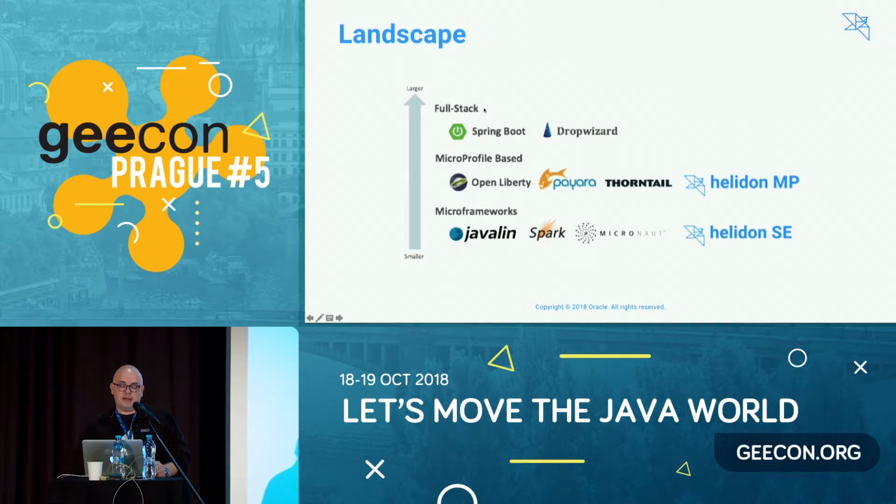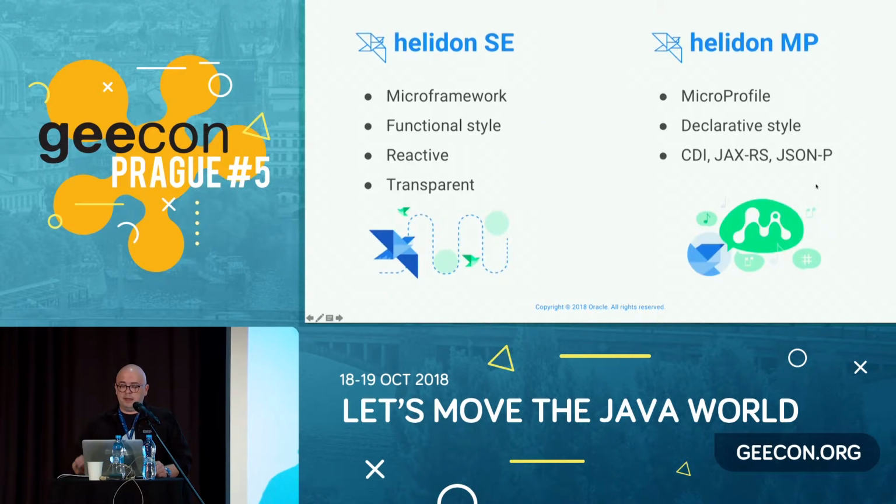And coming back to the frameworks, the full stack frameworks like Spring Boot and Dropwizard have basically a huge feature set, a bigger framework. Where is Helidon here? We are covering two categories. We are in micro frameworks and we are in MicroProfile-based frameworks, with two APIs called Helidon SE and Helidon MP. And here I'm going to explain a little bit more about that.